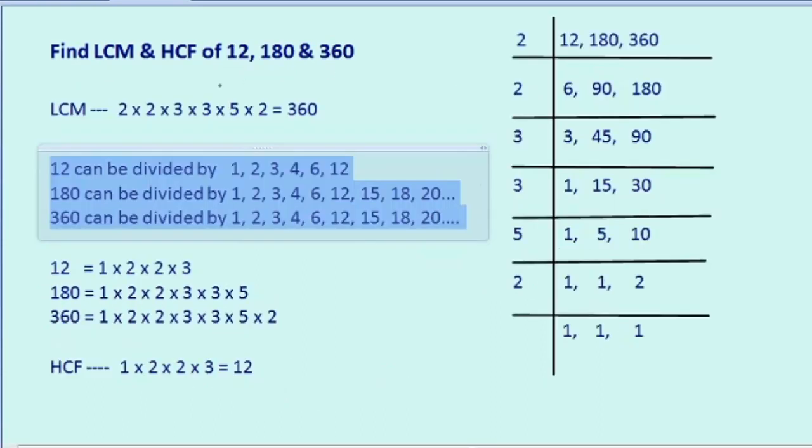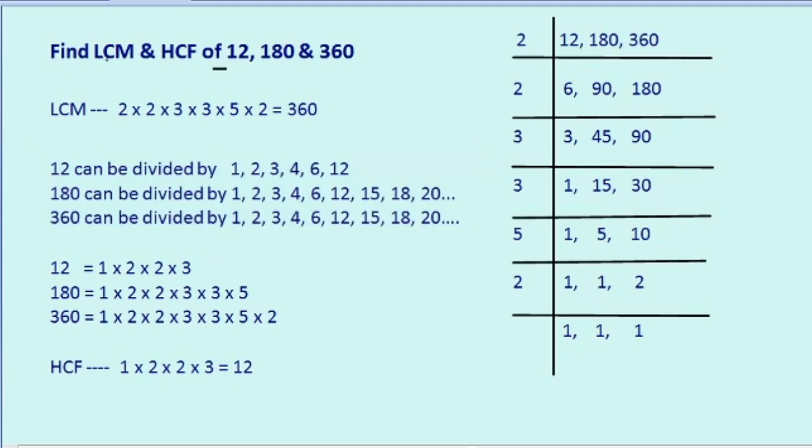Let's move to another example. Here we have to find LCM and HCF of three numbers: 12, 180 and 360. There are some other methods also. I will discuss them here. Okay, first we do the factorization of 12, 180 and 360. First number, lowest number we can divide by is 2.